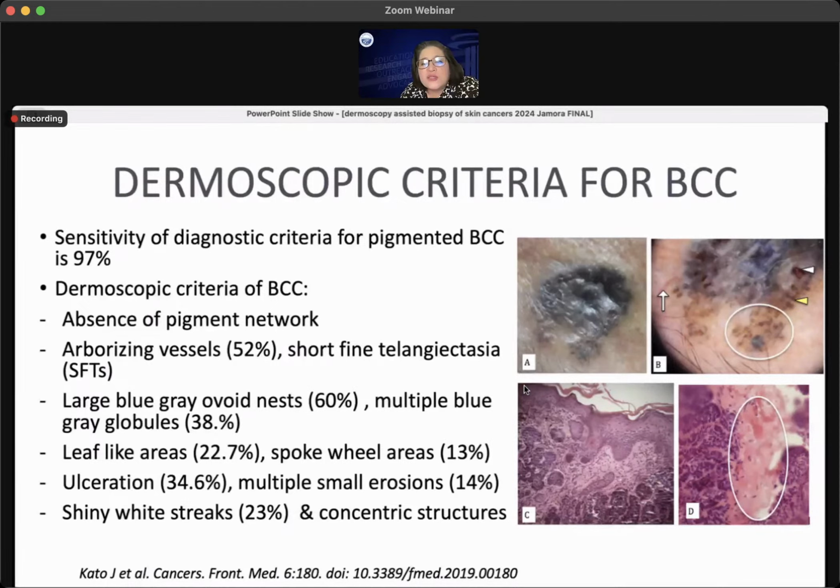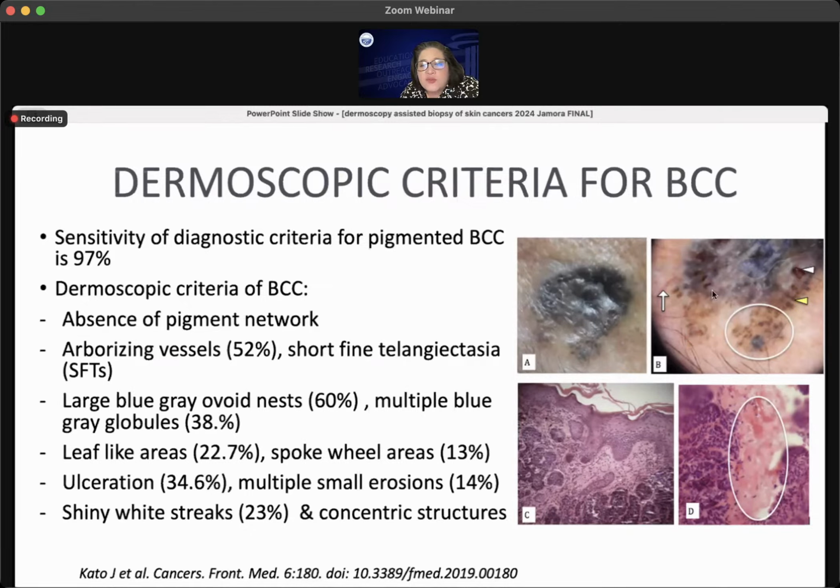So again, you can see the dermoscopic criteria for basal cell: the reticulated pigment network, which we usually only see in melanocytic lesions; the presence of arborizing blood vessels, which are these tree-like branching blood vessels, 52% sensitivity; and short fine telangiectasia you may also see. The large blue-gray ovoid nests, which correlate to these nests of basaloid cells, as well as multiple blue-gray globules, have sensitivity of about 60 and 38%. The leaf-like and the spoke wheel areas here are more related to superficial basal cells.